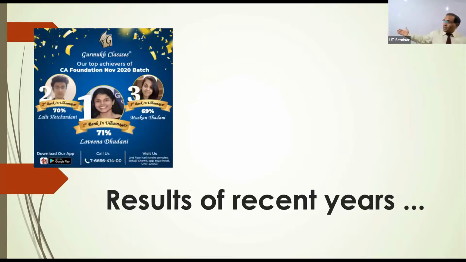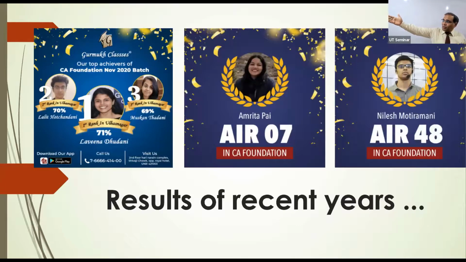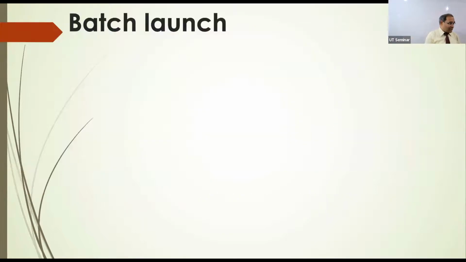Results of our recent years. Gurmukh classes, our top achievers have been where they have been first rank in Ulhasnagar. It's a largely Ulhasnagar based classes, so they are coming to Navi Mumbai. In CA Foundation, we've got All India 7 and All India 48. These are the kind of results which Gurmukh classes has produced. So that's the credibility of Gurmukh classes.